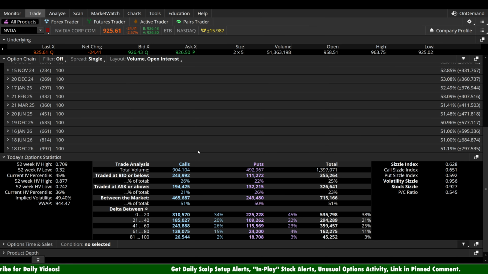And if we break that down by time frame, the 0 to 20 delta range, those are the short-term speculators, the short-term bets being placed. 310,000 calls, 225,000 puts. So not only are we seeing a call side bias in the overall ratio, but we're also seeing it out of those short-term speculators here today.